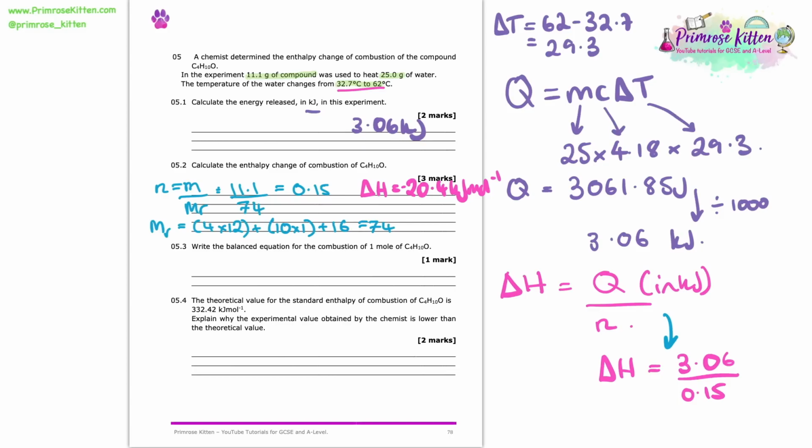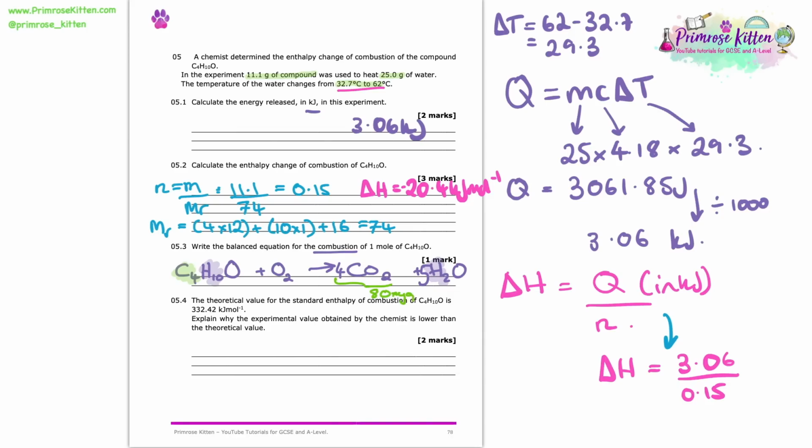Now we're asked to write down the balanced equation for the combustion of 1 mole of C4H10O. Let's do the complete combustion. So C4H10O plus oxygen, and under complete combustion conditions are going to give us carbon dioxide and water. Now let's have a go at balancing this. You can see that we have 4 carbons, which means we're going to have 4 carbon dioxides. I can see that I have 10 hydrogens, which means I'm going to need 5 waters.